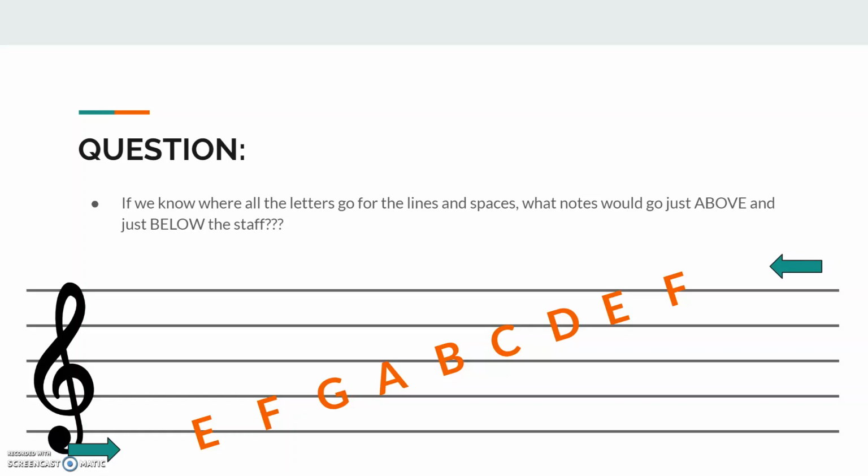Well, let's think about that. Let's start with the one on the top. That's the easy one. A, B, C, D, E, F. What's the next letter? Oh, it's going to be G. The one on the bottom is pretty easy to figure out as well once you remember you're going backwards in your alphabet because we're going lower. So G, F, E. What letter comes just before E? Oh, that's right, D. So we could actually keep our notes going forever in either direction if we wanted to as well.